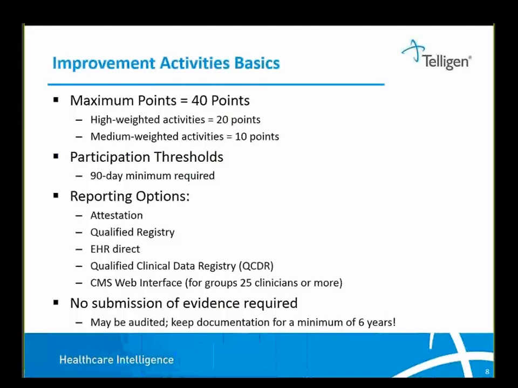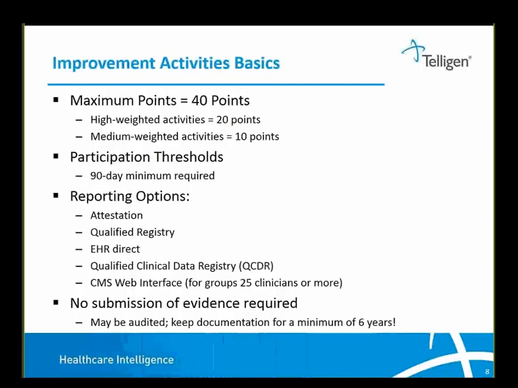As I said, there's a maximum of 40 points, with high-weighted activities receiving 20 points and medium-weighted activities receiving 10 points. But one thing to note is there is a 90-day minimum required for all improvement activities. What this means is that you need to start incorporating your activities no later than October 2nd to have a total of 90 days for that activity if your performance period is October 2nd through December 31st of 2017. There are different reporting options, either through a qualified registry, your electronic health record, a qualified clinical data registry, or if you're in a group of 25 or more, the CMS web interface.